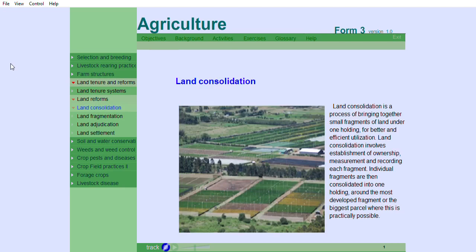Land consolidation. Land consolidation is a process of bringing together small fragments of land under one holding for better and efficient utilization. Land consolidation involves establishment of ownership, measurement, and recording each fragment. Individual fragments are then consolidated into one holding around the most developed fragment or the biggest parcel where this is practically possible.